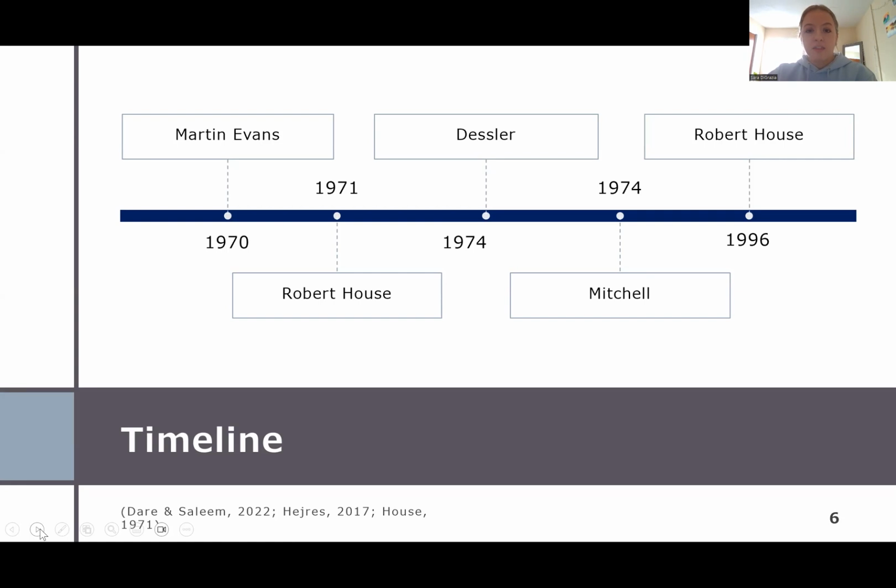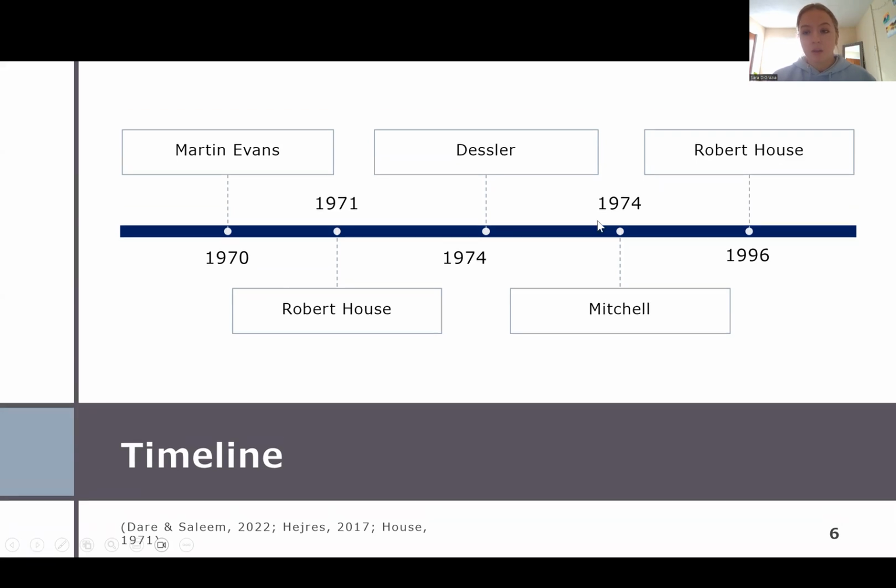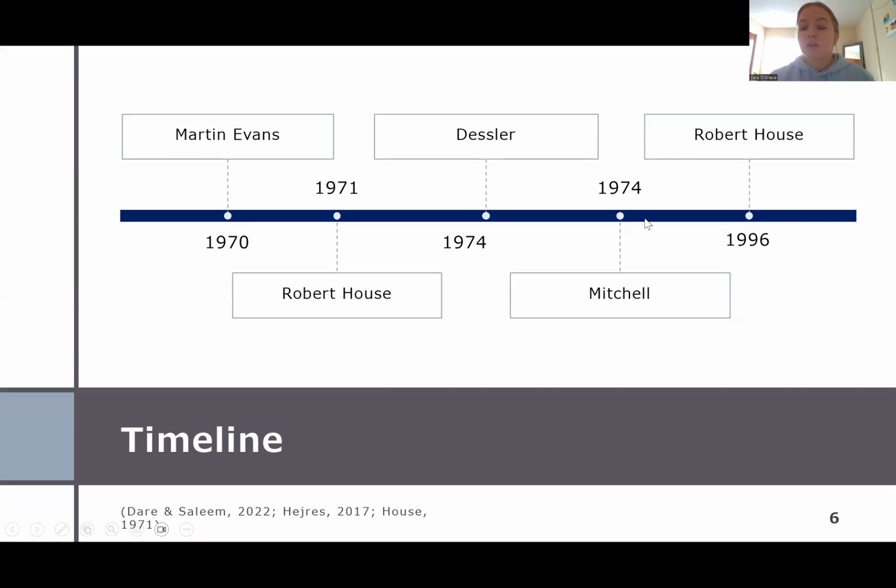And then these middle 2 people, Dessler and Mitchell, House worked with them on several articles in 1974 that came up with some more details on the theory. And then again in 1996, I'll move my head so you guys can see. There we go. Robert House, again, in his article titled The Leadership Quarterly, updated his work on path goal theory. And then ever since then, people have been using it, and there's been different research articles about it. I looked into a few of those. We'll talk about that later, though, in the strengths and criticism.